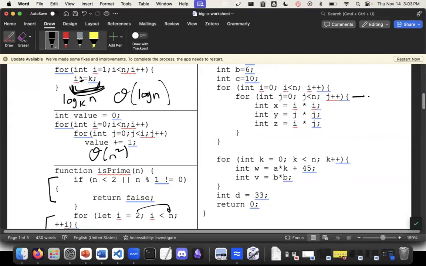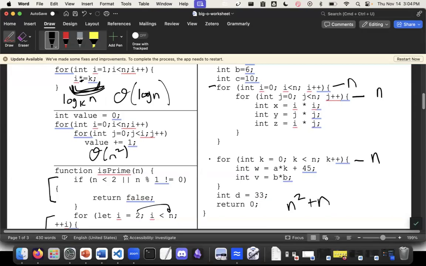I'm going to try out this one. How many? The top one happens n times. Great. The inner one also happens n times. What about this one? It happens n times as well. So we've got n cubed. Or n squared plus n? Yeah.